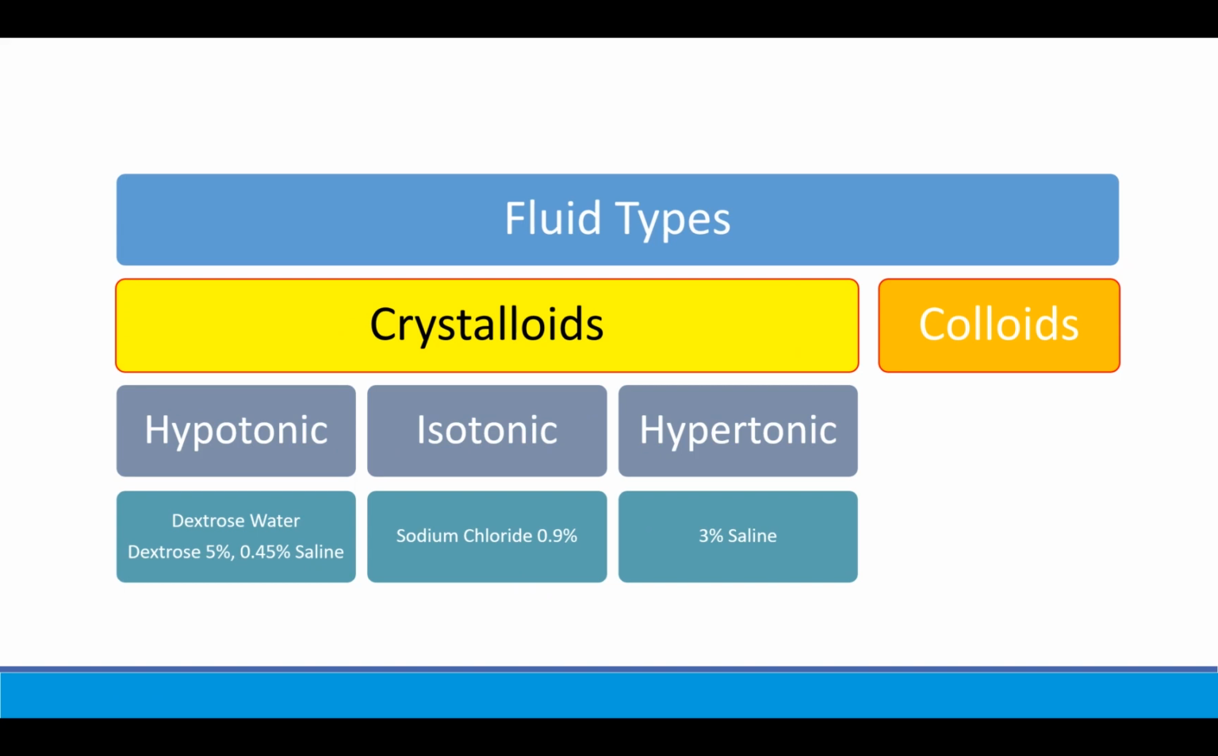They can also be classified based on the tonicity, with isotonic being similar to the plasma osmolality, and this is what we have with the sodium chloride. Hypertonic crystalloids such as 3% saline, and the hypotonic, lower than the plasma tonicity, such as dextrose water and the 0.45 saline.